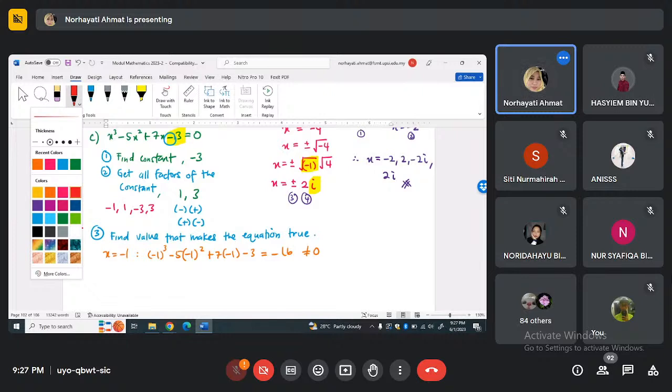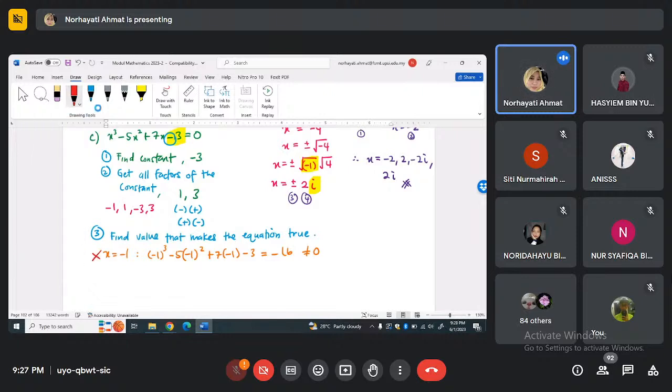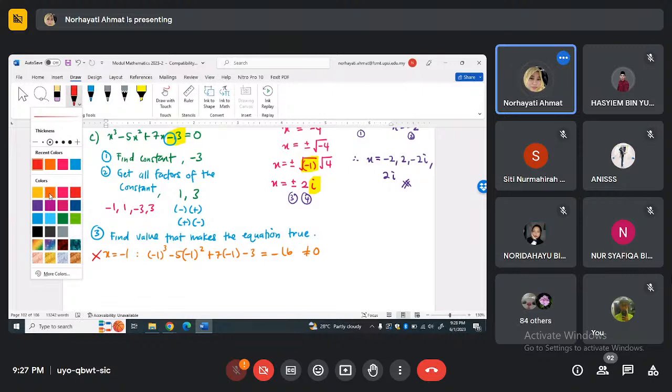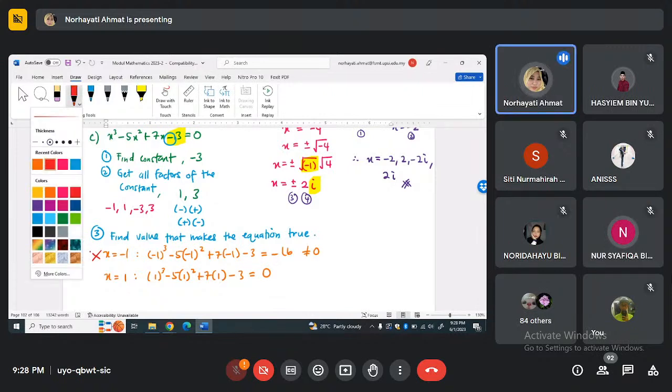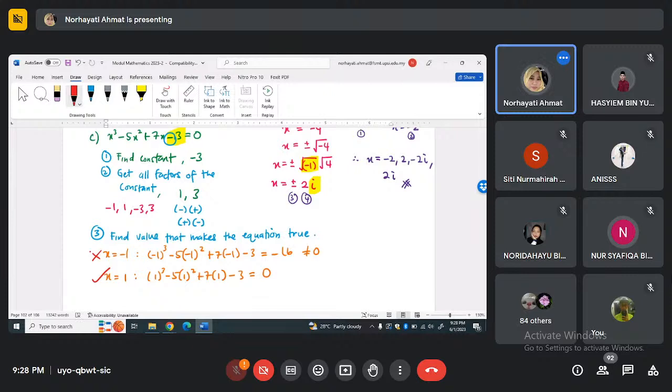So dia bukan lah. Okay. Next, kita move to the next value. Let's choose x equals to 1. Okay. Substitute 1 into the polynomial. 1 cube minus 5 times 1 square plus 7 times 1 minus 3. Do you get 0? Yes. Yes, good. Bagus. So, one of the roots is 1. One of the solutions for this polynomial is 1.